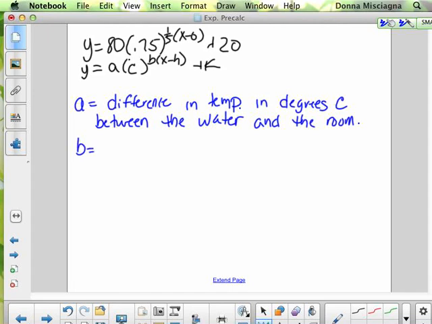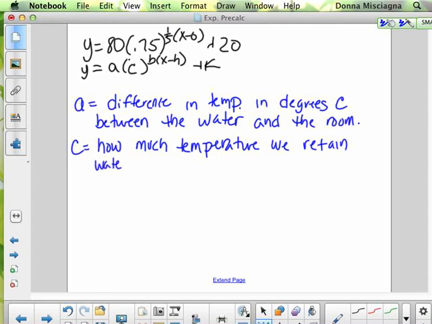All right, our next letter is C. It's not alphabetical. C is not our rate of decrease, it's not how much temperature we're losing, it's how much temperature we retain. What we lose, we subtract from 1, right? So the water retains 75% of its current temperature.